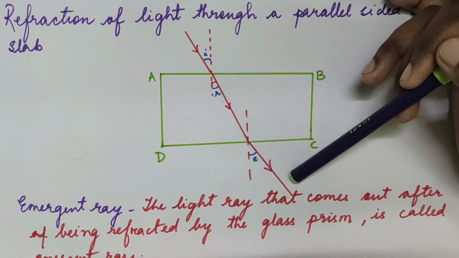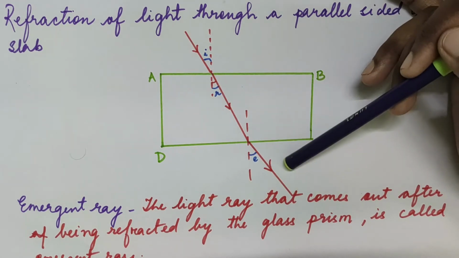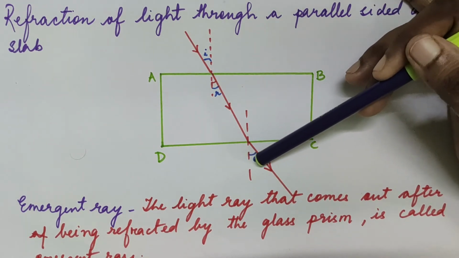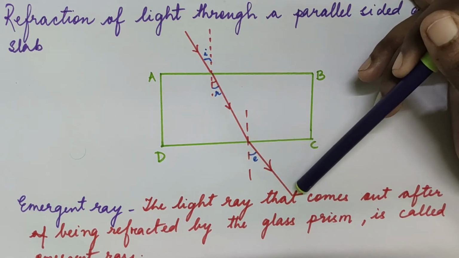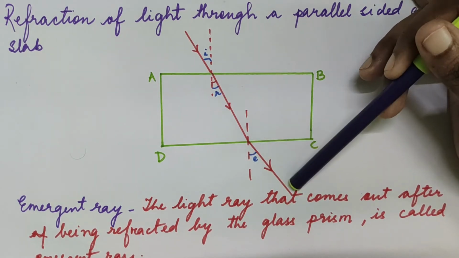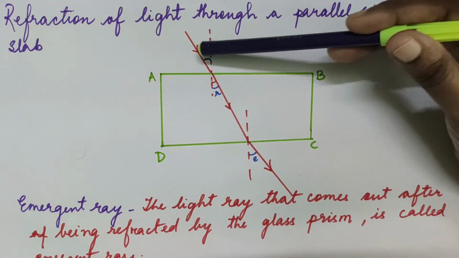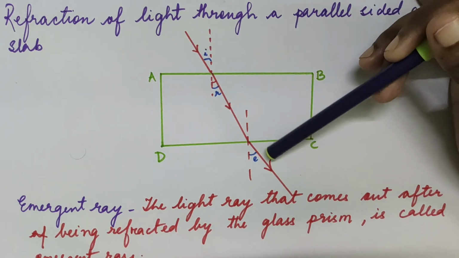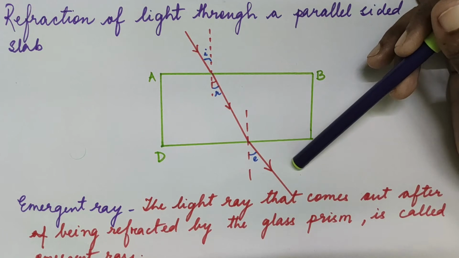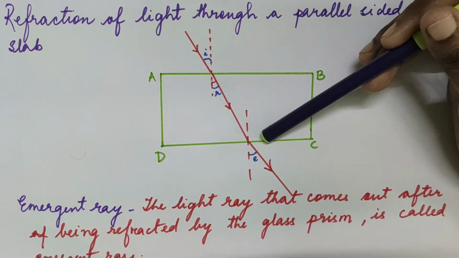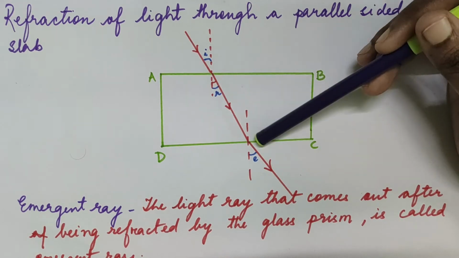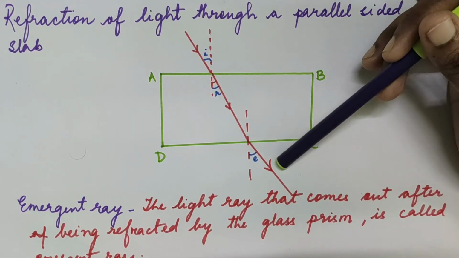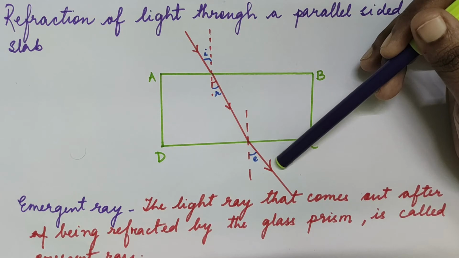as it is moving out of the denser medium again to the rarer medium, it will move away from the normal. Now this ray is called the emergent ray. This is a new word for you because you have read about the incident and refracted ray. Now this one, the light ray that is coming out or emerging after being refracted by the glass slab, is called the emergent ray.